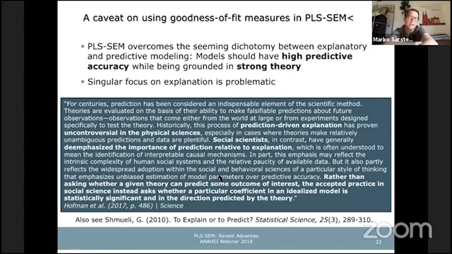So that's why I'm a bit skeptical about the concept of goodness of fit in PLS, but I still see the value. I don't want to debunk it as being useless, not at all. But we should be cautious in balancing explanation and prediction. And that's actually what we try to communicate in our latest research article.